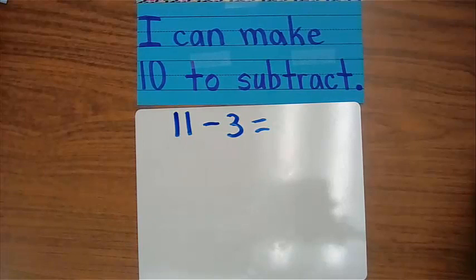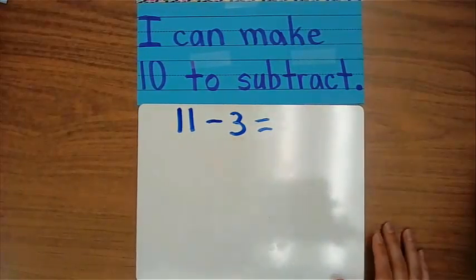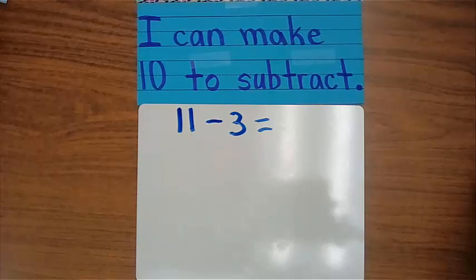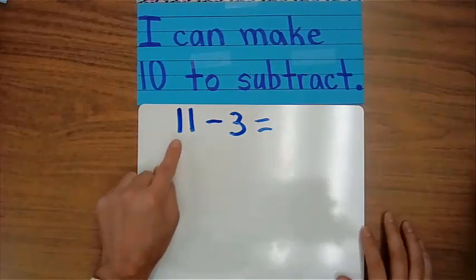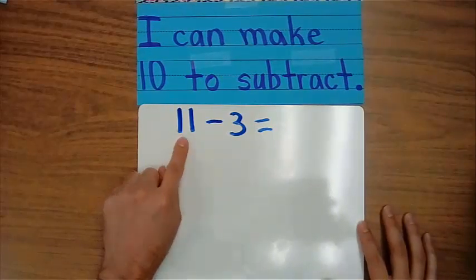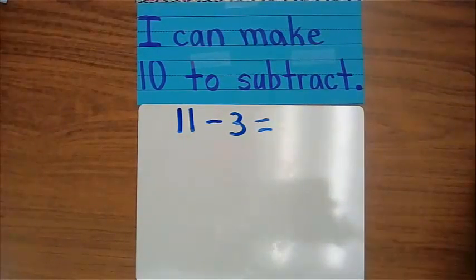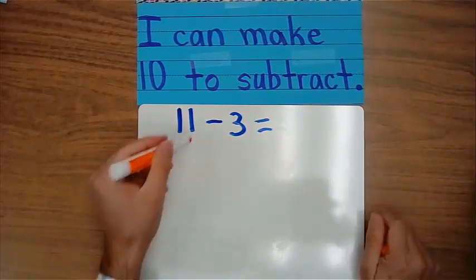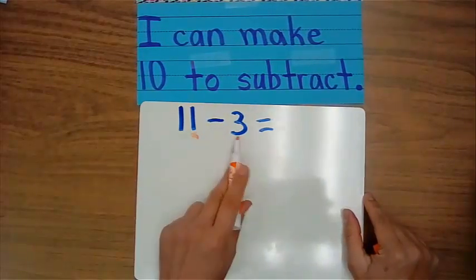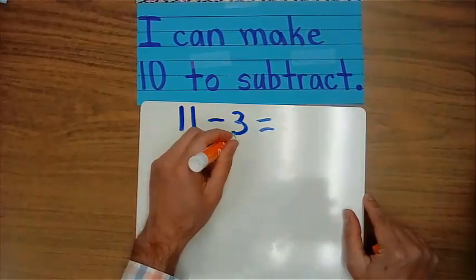Okay, so here we have another problem. 11 minus 3. So, I need to make a friendly 10 out of this 11. So, in order to make this into a 10, how much do I need to take away? That's right. I need to take 1 away, right? But I don't have a 1 right here. So what can I do?